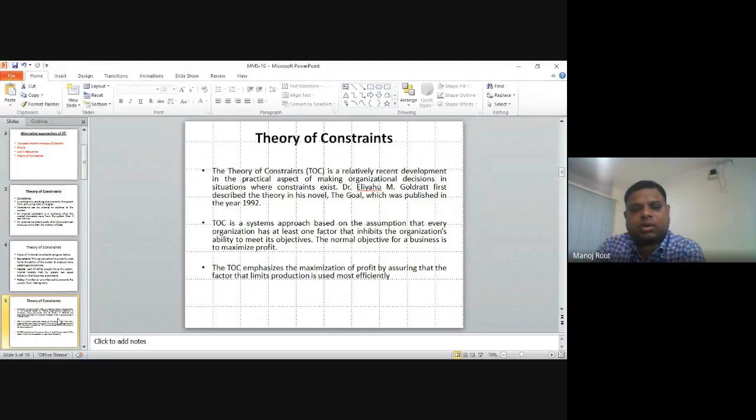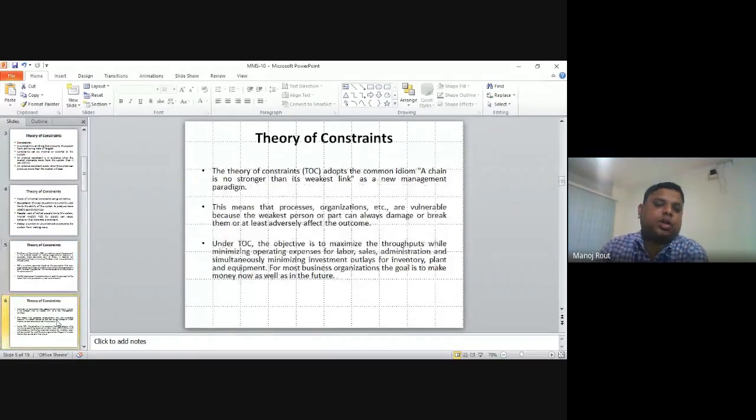The next is that the theory of constraints emphasizes the maximization of profit by ensuring that the factor that limits production is used most efficiently. That is why, as I told you, the title of his book is The Goal. In that book, he directly mentions how to maximize profit and how to minimize the different constraints that directly limit the system. Then moving to the next one.